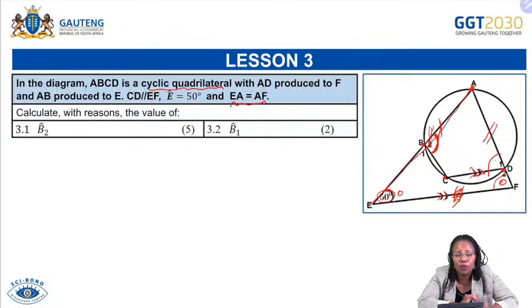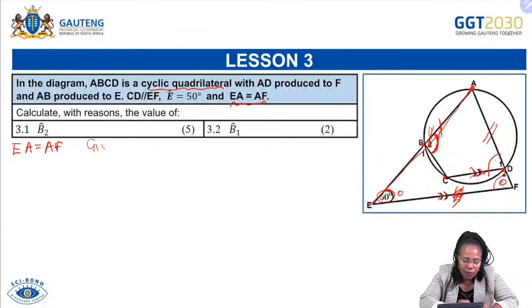You can't just go straight and solve. So you need to start here where you have angles opposite equal sides. That means you'll say EA is equal to AF. That is given to us. If that is the case, therefore, angle E is equal to angle F, which will be equal to 50 degrees. Why are they equal? Because they are angles opposite equal sides.